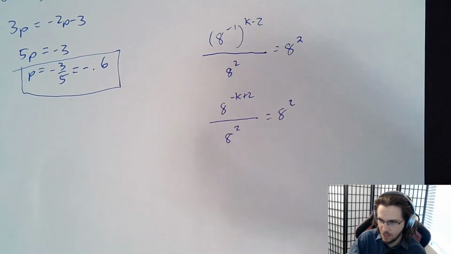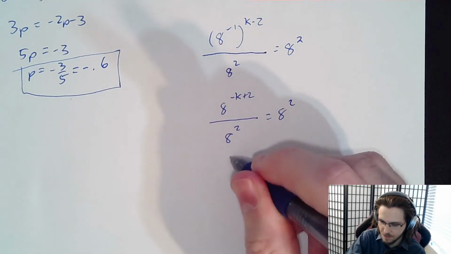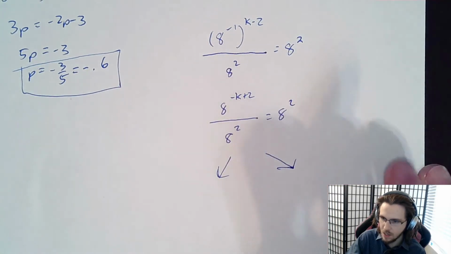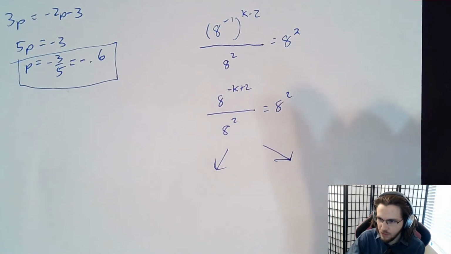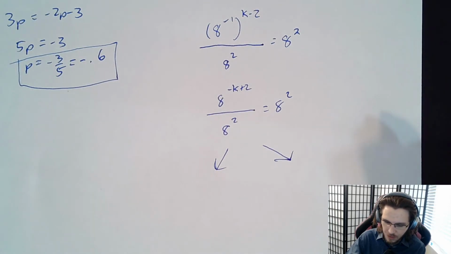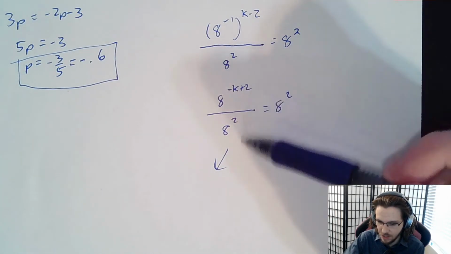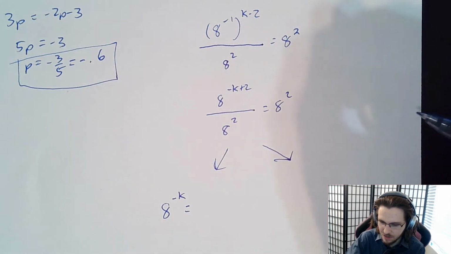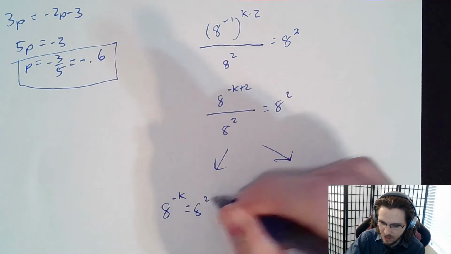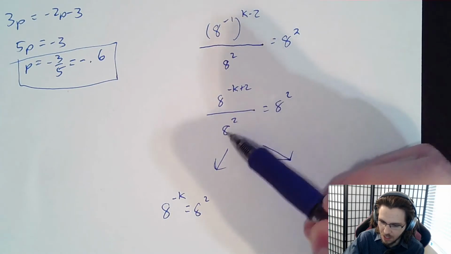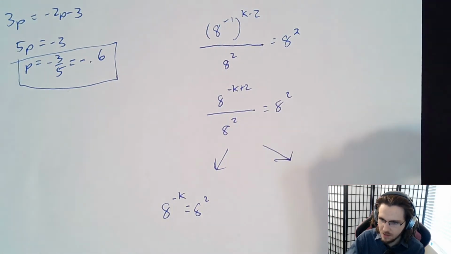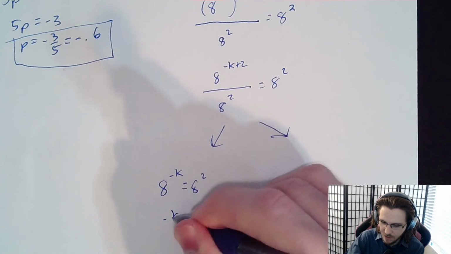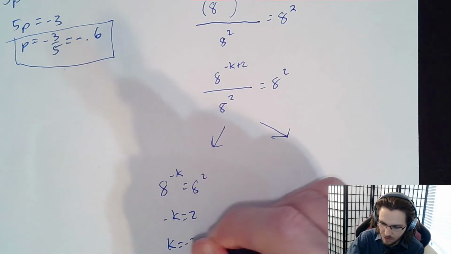So at this step, again, there are 2 good options here. My preferred option is to remember the exponent rule of when you're dividing like terms, you're subtracting the exponents. So negative k plus 2 minus 2 is just straight up 8 to the negative k equals 8 squared. It's kind of like those 2's cancel out basically. And therefore negative k equals 2 and k equals negative 2.